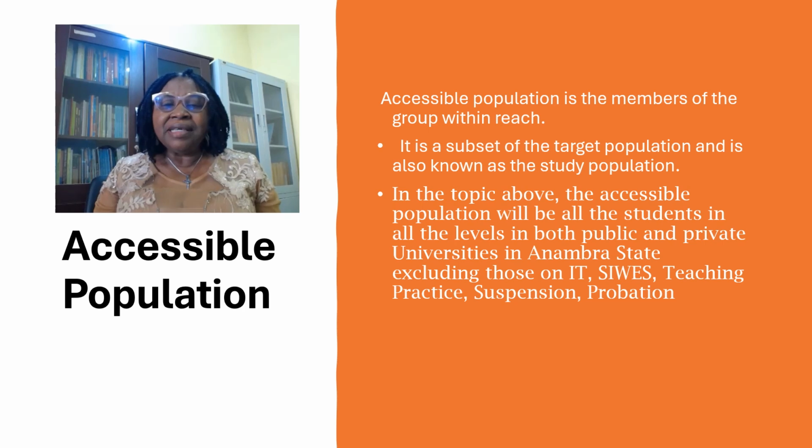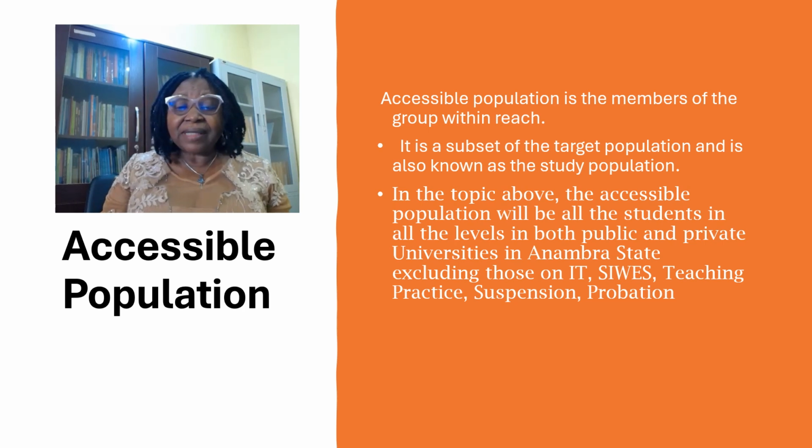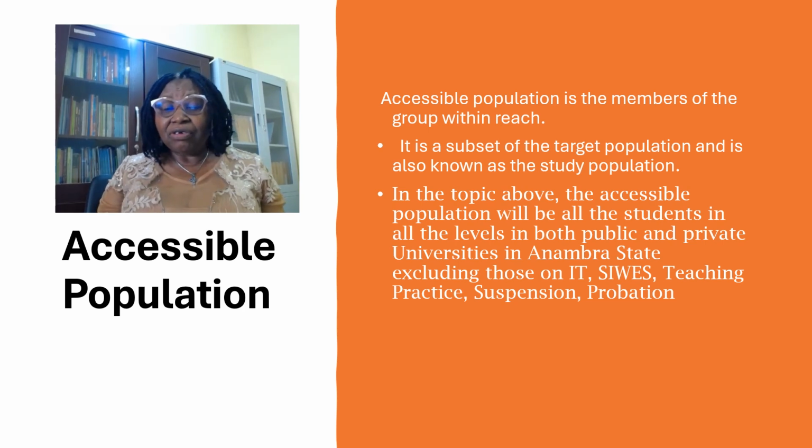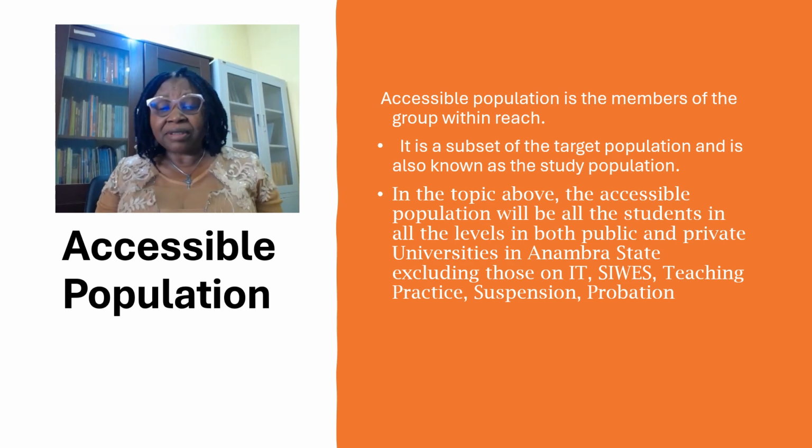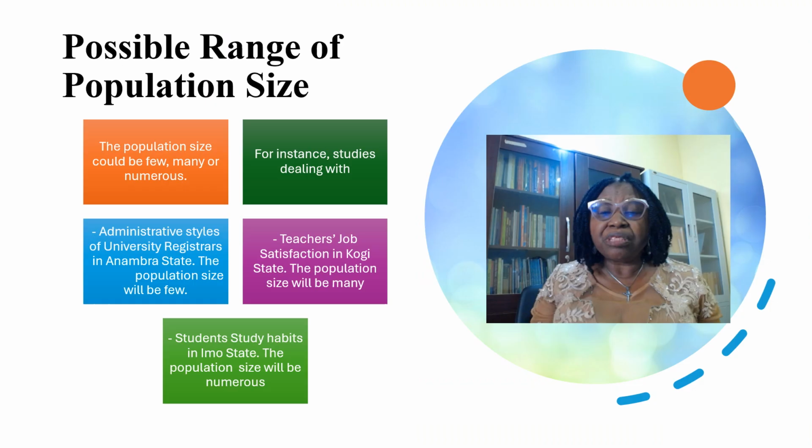So, as I said, it is a set of target population that the researcher can reach. During the time of research, the accessible population will mean those present. Those who have one reason or the other to be absent from campus, whether it is sick leave, are not accessible and therefore that part of target population will not be studied.